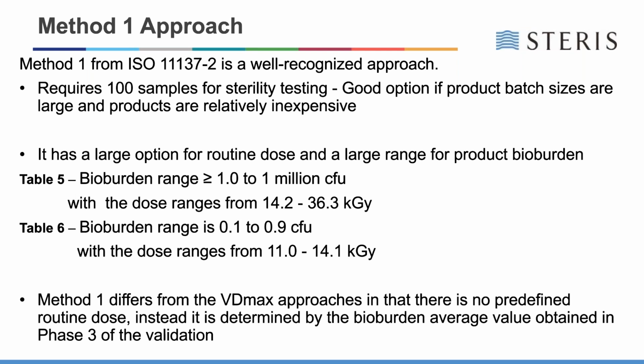The other thing to note here is method 1 differs from the VD Max approach in that there is no predetermined routine dose. Instead, you're determining the bioburden average value, and then you're going to look up on the tables that bioburden value determined in phase 3, the verification dose and the associated sterilization dose at your SAL of 10 to the minus 6.